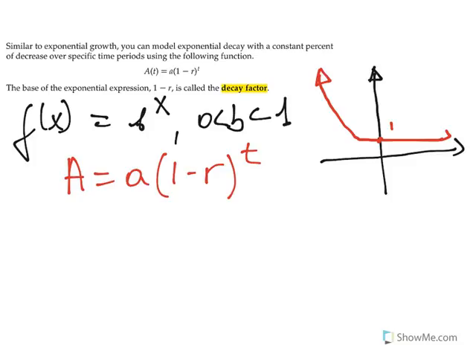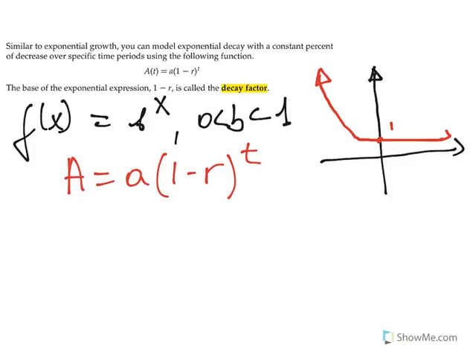We talked about the exponential growth formula, and you know that when we have exponential growth, we have A equals a times 1 plus r. In this case it is going to be minus r. That's the difference between exponential growth and exponential decay. In this case we have an exponential decay. Now in exponential decay, what is 1 minus r called?